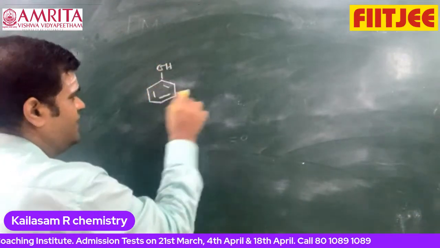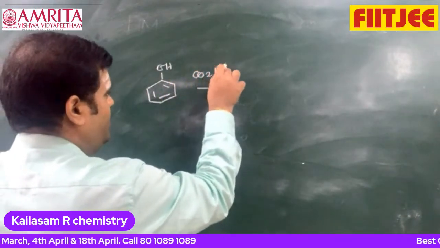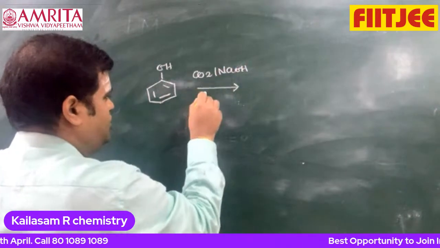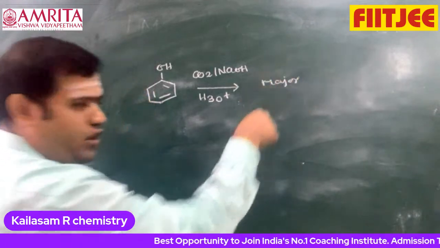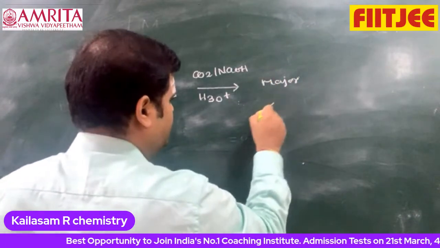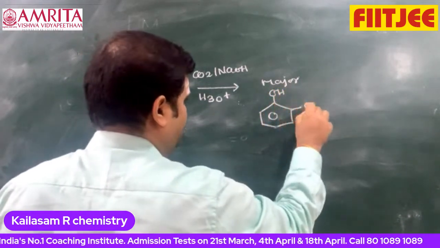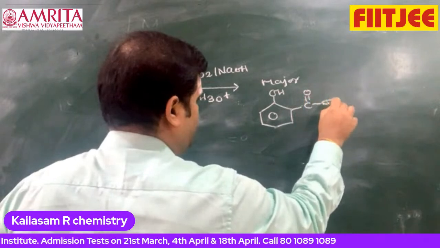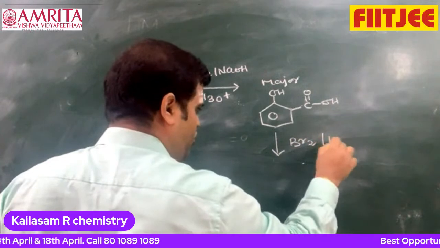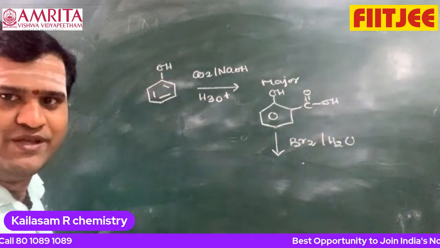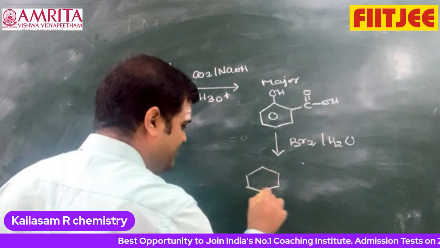In the exam, they may give us OH. Just now we have discussed CO2, NaOH and H3O plus. They will ask you the major product. We know what the major product is. We got it as OH and C double bond O OH. Now in this, if I am going to add Br2 H2O, it's very important. What are you going to get with Br2 H2O? Again, tribromophenol, and CO2 liberates.